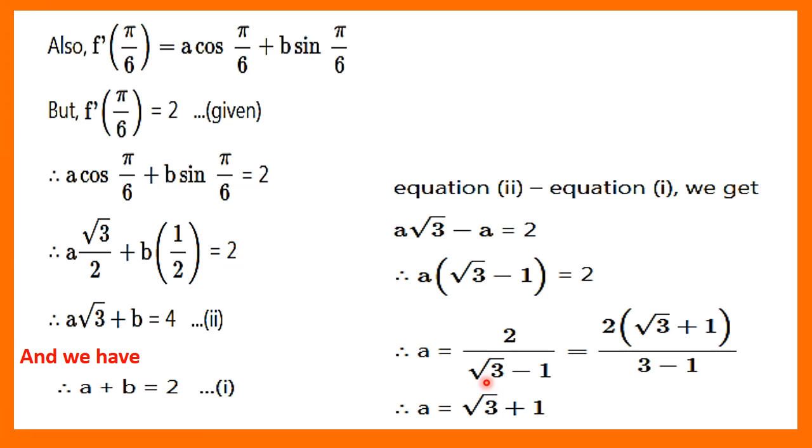Here in the denominator, root 3 is an irrational number. So we can rationalize the denominator by multiplying the numerator and denominator by the conjugate of the denominator, that is root 3 plus 1. Then the denominator becomes root 3 minus 1 into root 3 plus 1, that is root 3 the whole square, 3, minus 1 the whole square, 1. That is 3 minus 1, 2. So 2 into root 3 plus 1 by 2, and 2 gets cancelled. We get a is equal to root 3 plus 1.